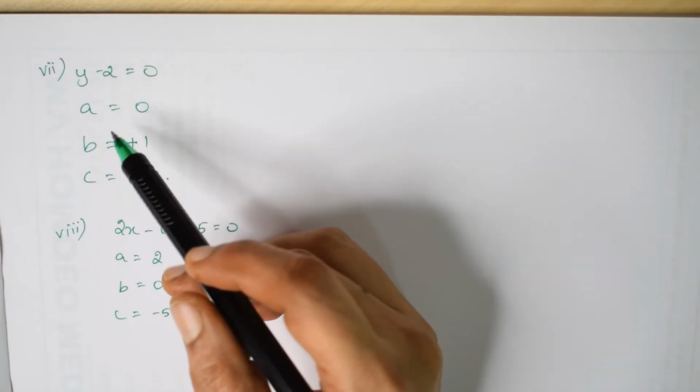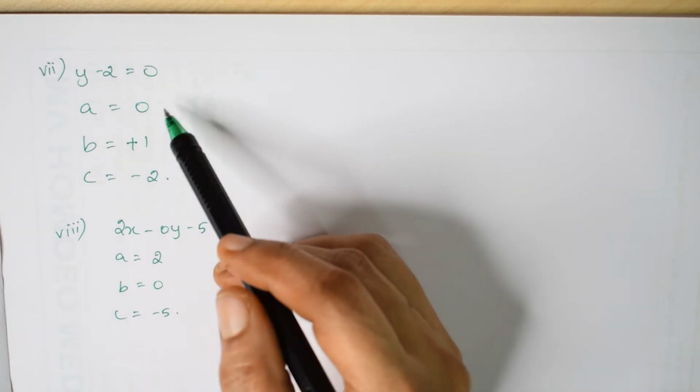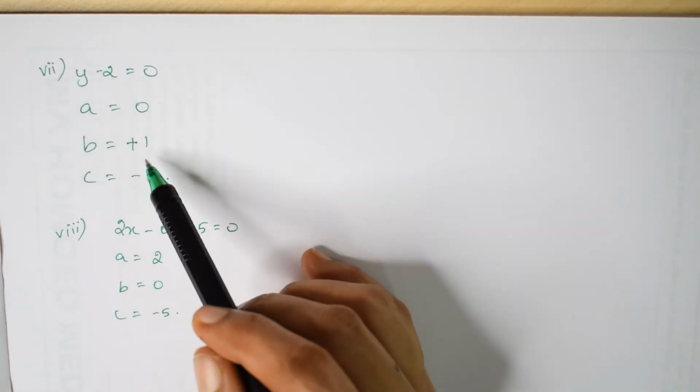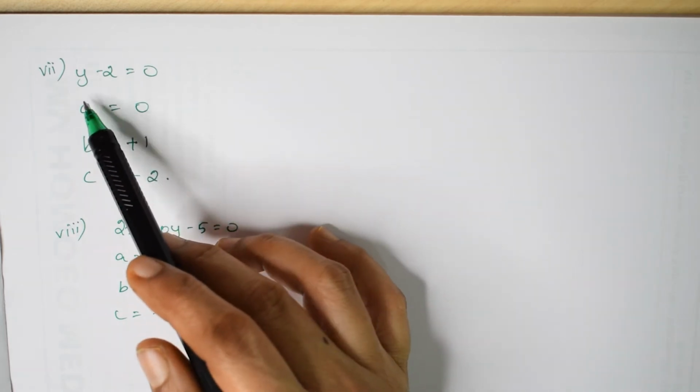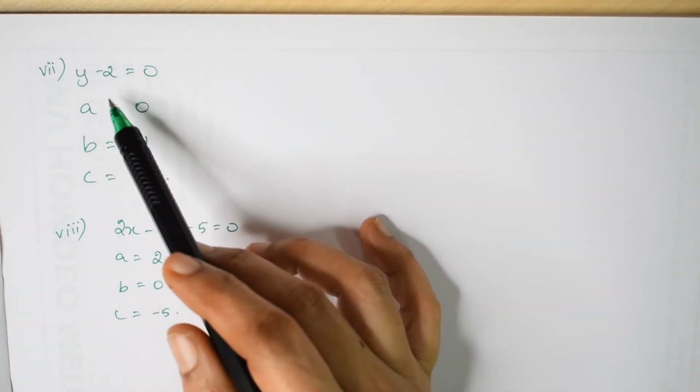Okay, here in the seventh sum, the equation given is y minus 2 is equal to 0. So the x coefficient is 0 and y's coefficient is 1. Here y is there, so it means 1y. So B's value is 1 and C's value is minus 2.